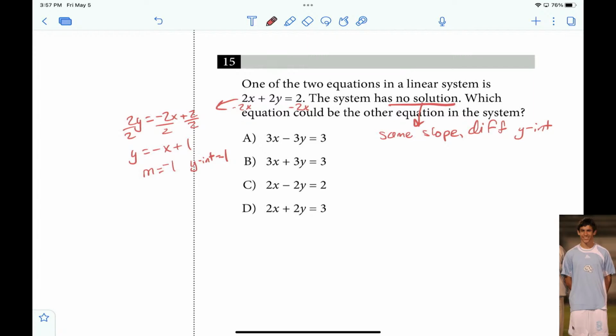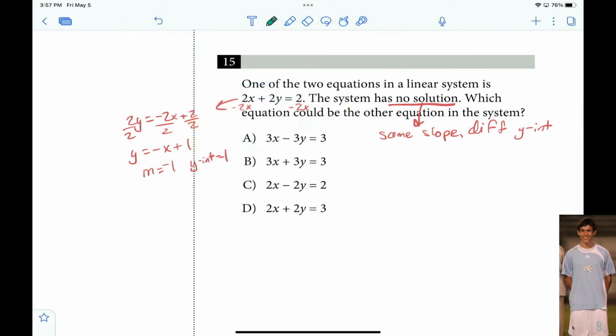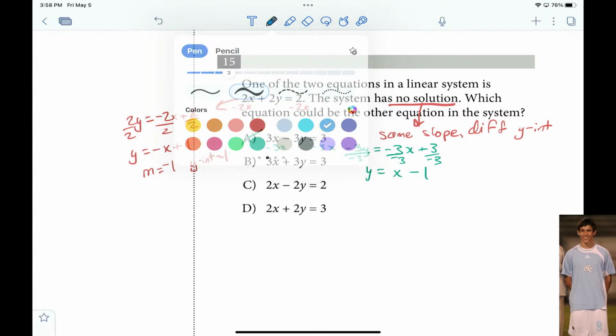So we're just going to start with answer choice A, and do a different color for each one. Answer choice A. We're going to subtract this 3x over. Now it becomes negative 3y equals negative 3x plus 3. We're going to divide everything by negative 3. We get y equals positive x minus 1. Well, that slope is different, so the answer is not A. That's out. All right, let's try blue for the next one.